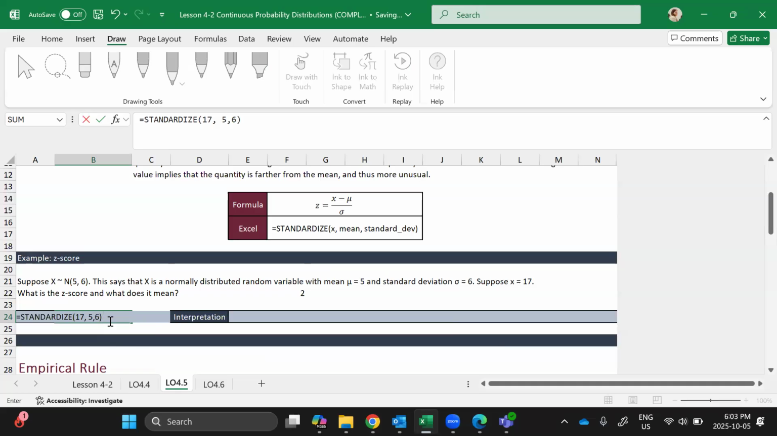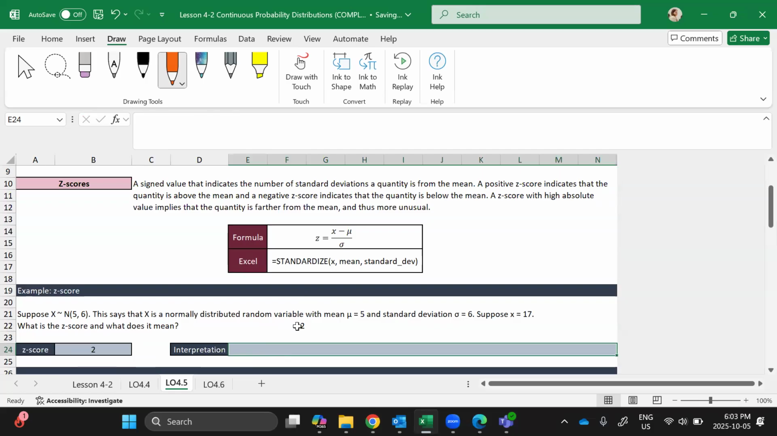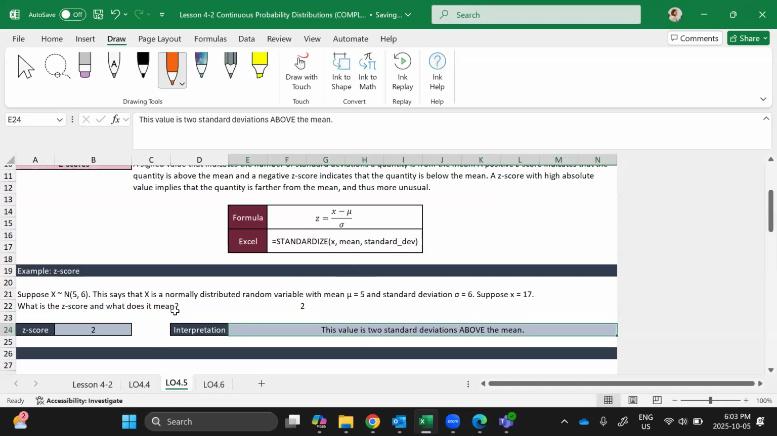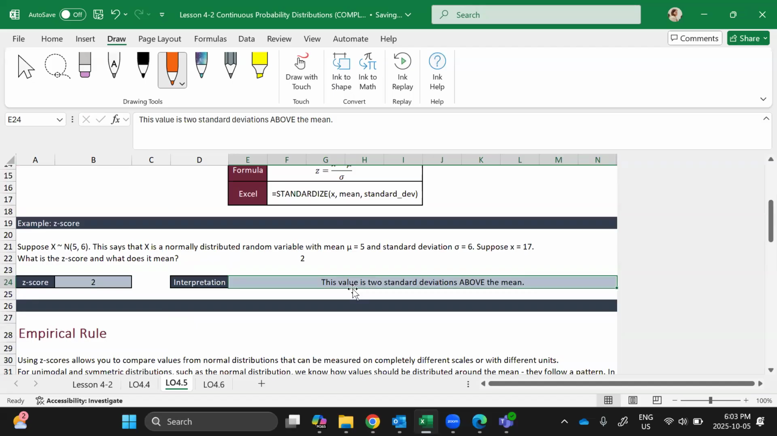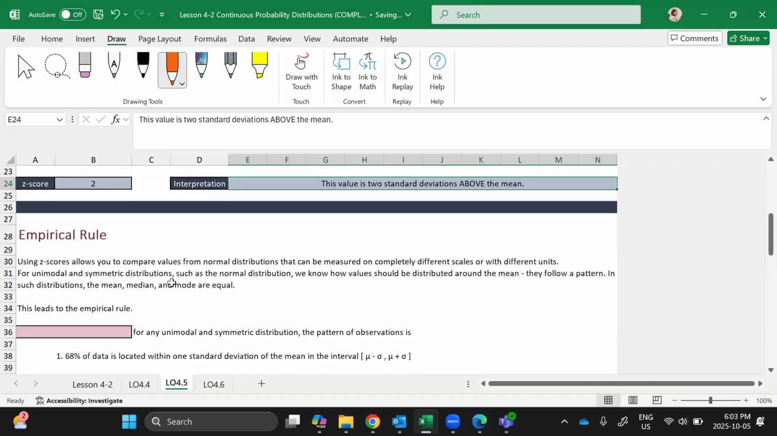Then Excel does the subtraction and the division for you to calculate the z-score of 2. A positive value of 2 means that the value's 2 standard deviations away from the mean. When we talk about away, specifically, it's higher than the mean or above the mean because it's a positive number. Any positive number indicates the quantity is above the mean. So this value is 2 standard deviations above the mean. Again, it's above because it's positive. It's 2 standard deviations away because the actual value is 2.